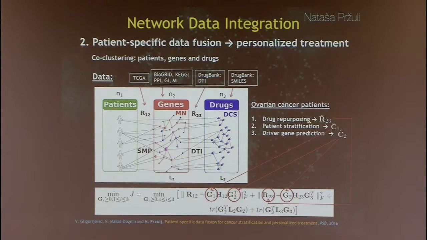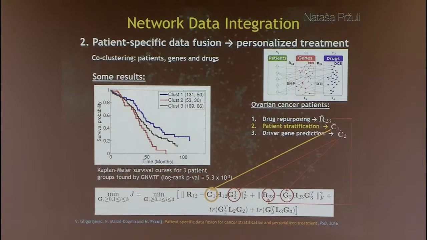Basically, for drug repurposing, we want to reconstruct some of the new entries of this R23. This comes directly from R23 here. Patient stratification comes from this factor. So this is clustering of patients based on evidence of all of these data. And driver gene prediction, this is the biomarker we wanted to figure out whether we can do something with it. So driver gene prediction comes from this G2, and these are those consensus matrices that I told you about because of this randomness in these experiments.